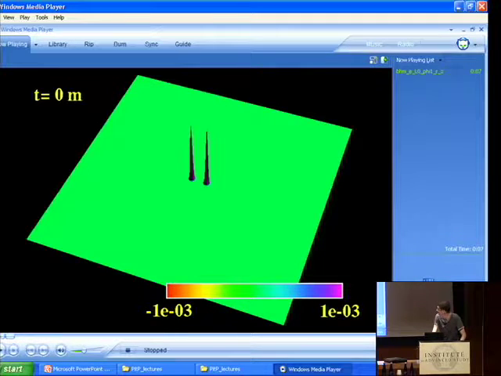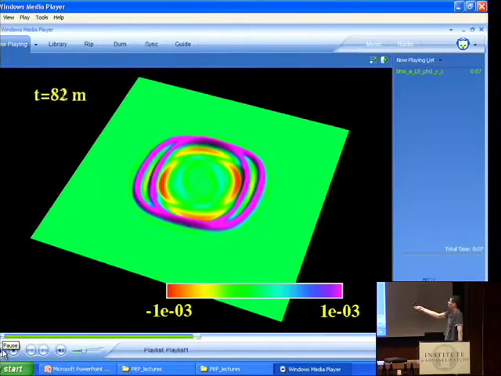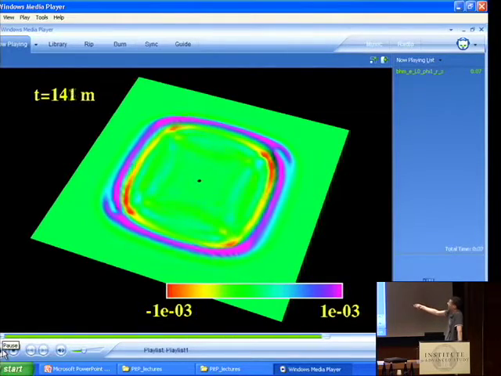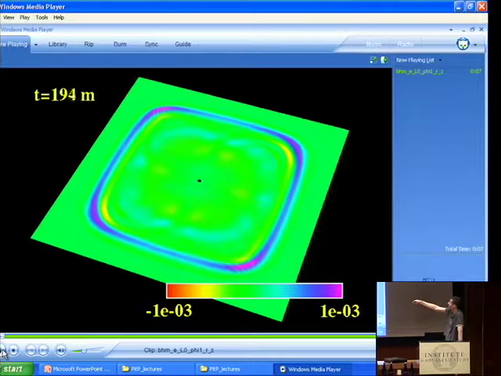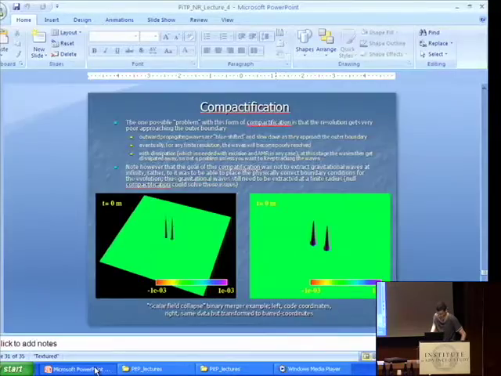I don't have an example of the uncompactified gravitational waves. But remember, the gravitational waves example was also with one orbit, but that had 4 orbits, so it was continually producing gravitational waves. Let me go back to the PowerPoint.